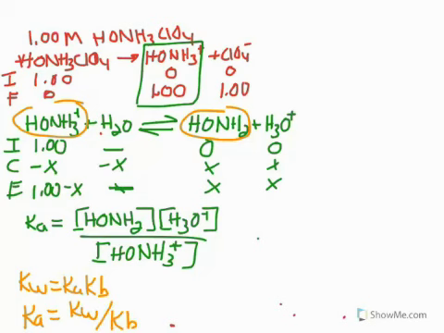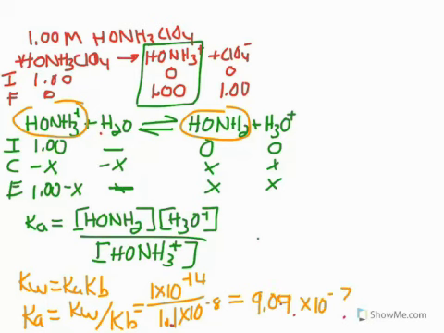And I plug my numbers in. Kw is 1 times 10 to the minus 14th, divided by Kb for HONH2. I look it up, hydroxylamine is 1.1 times 10 to the minus 8th, so that equals 9.09 times 10 to the minus 7th. So I now have a Ka for this thing. This is going to be useful because I can plug that Ka in up here in my equation.